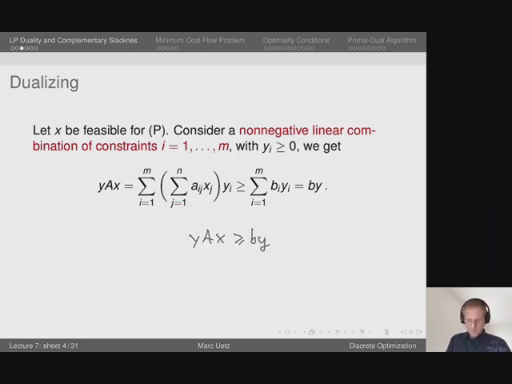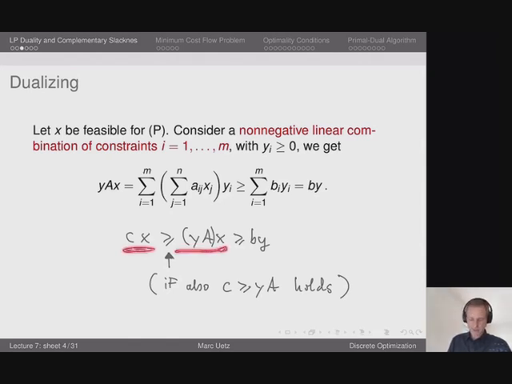And if I also know that y times A can still be upper bounded by the vector c, the objective function vector, then I'm done. Because if y times A is smaller or equal than c, then I get the chain of inequalities that c times x is larger or equal than y times A times x, if c is larger or equal than y times A, and that is larger or equal than b times y. So indeed, we have found for the original objective function value, c times x, some lower bound b times y.